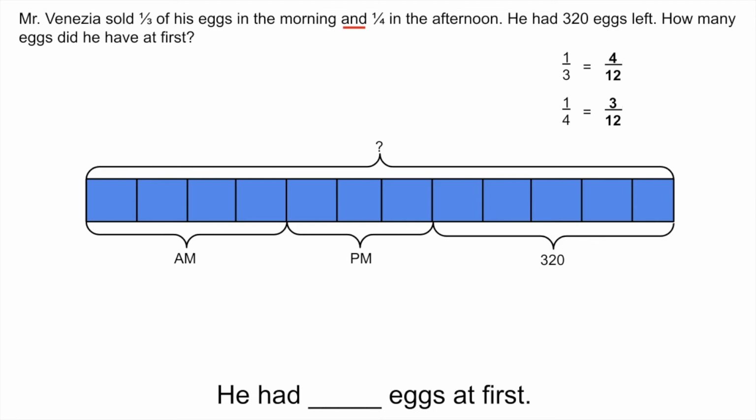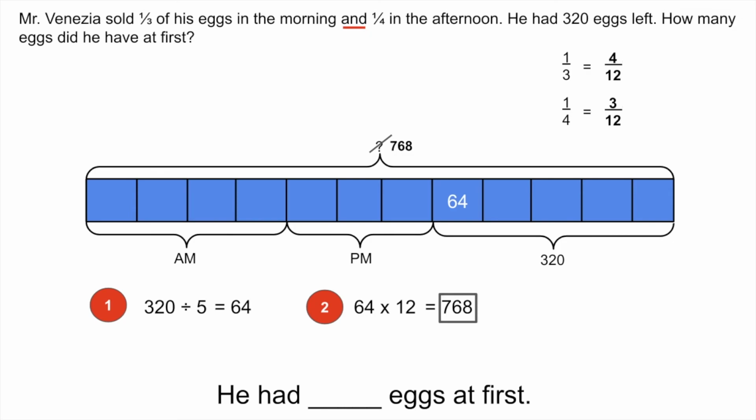I can solve this in 2 steps. First, I need to find out how much each unit is. Since I know that 5 units equals 320, I can divide to find 1 unit. 320 divided by 5 equals 64. So that's 1 unit. Now there are a total of 12 units and they're all equal. So I can find the total, or how many eggs he had at first, by multiplying 64 times 12. If you multiplied that correctly, you would have gotten 768. So he had 768 eggs at first.